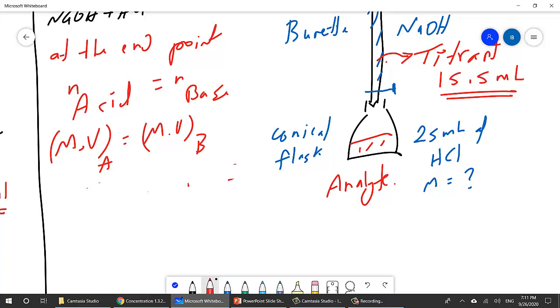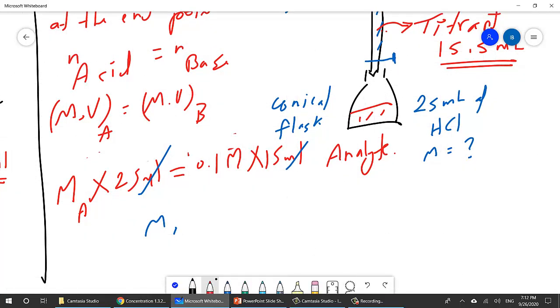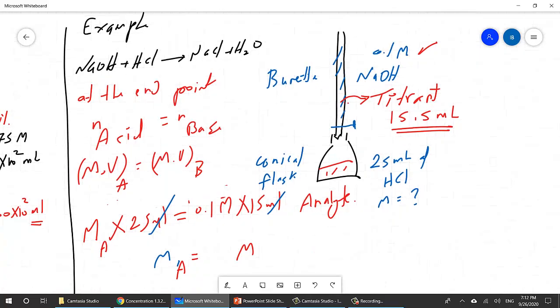In this case, the molarity of the acid is unknown, so the molarity of the acid times the volume of the acid, which is 25 milliliters, is equal to the molarity of the base, which is 0.1 molar, times 15 milliliters. And that's the nice thing about these equations: milliliters go with milliliters, you don't have to change units, and you will find the molarity of the acid in units of molarity. Then you can do the math at home. So that's a simple titration reaction.